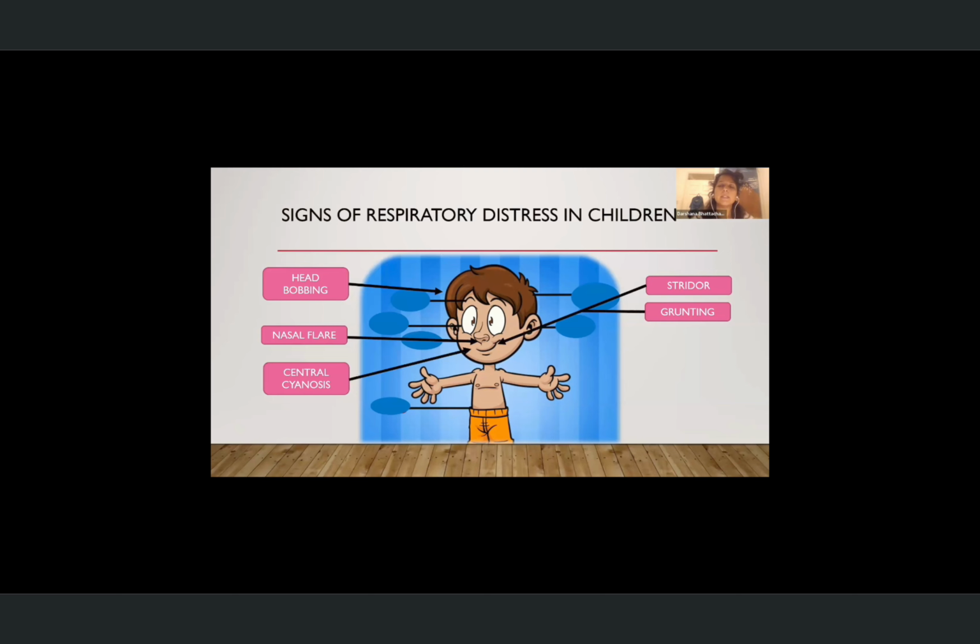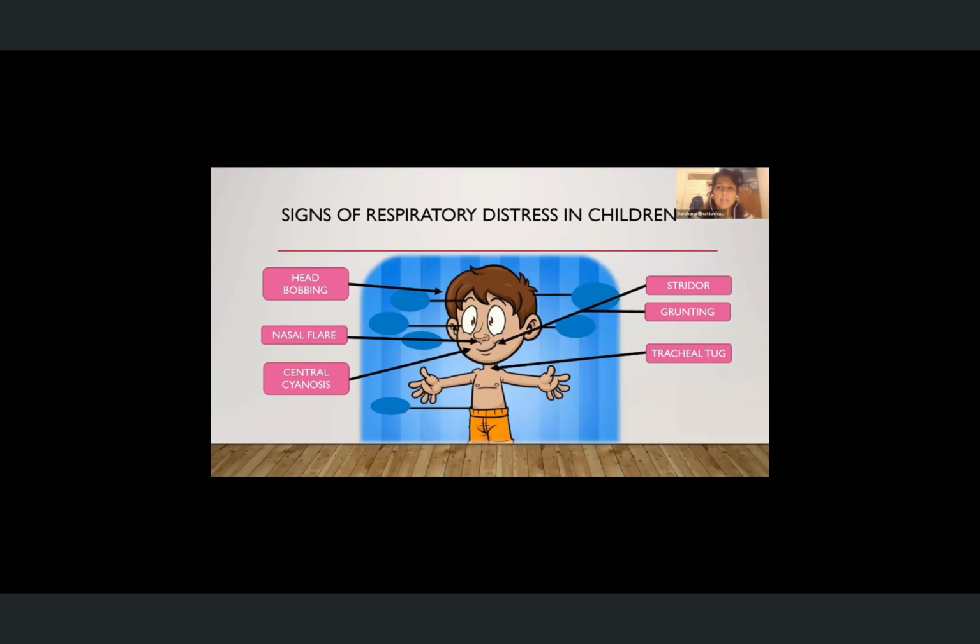And this basically means that the child is trying to generate their own end expiratory pressure to keep the small airways in their lungs open in, for example, asthma. And it sounds a bit more like this. So a really forced sound. So if you notice the difference between the inspiratory and the expiratory noises, and again, grunting in particular is very specific to children.